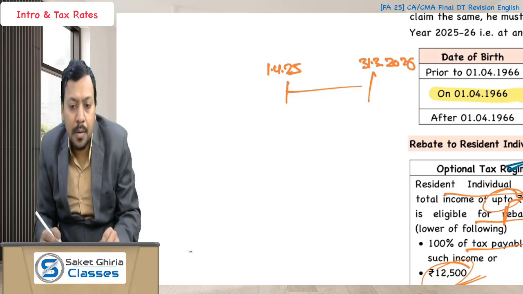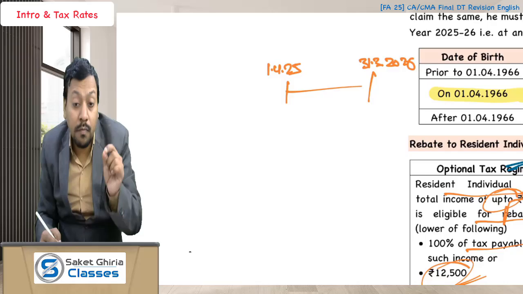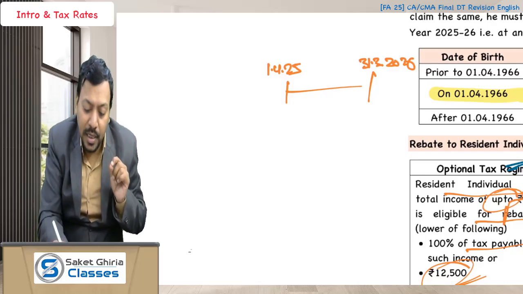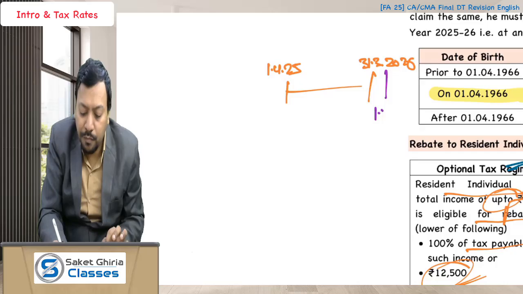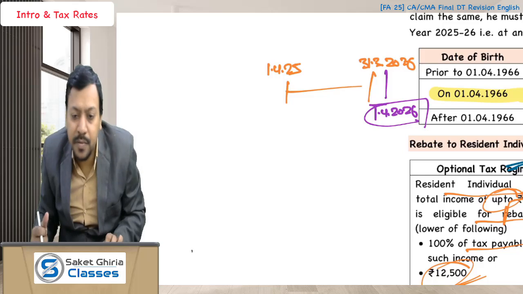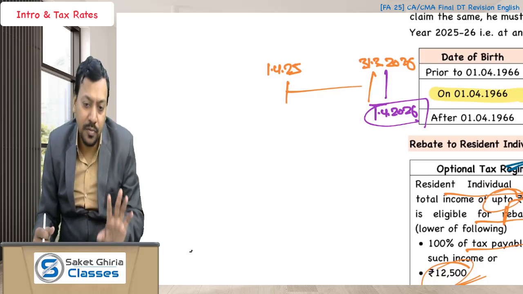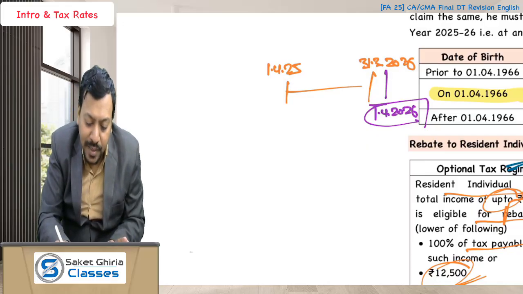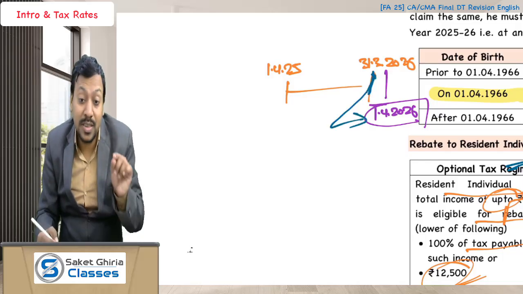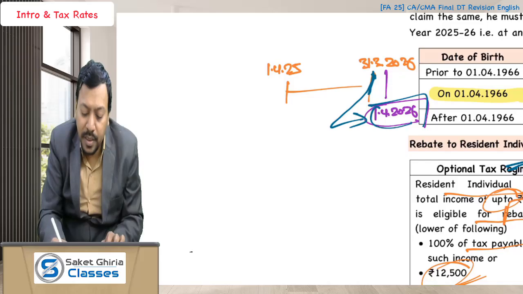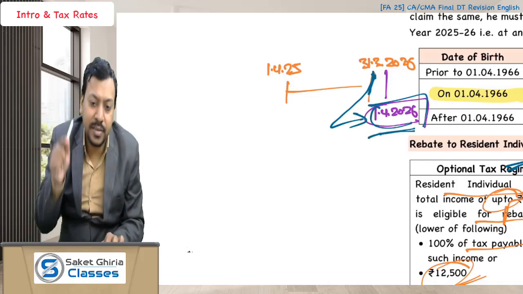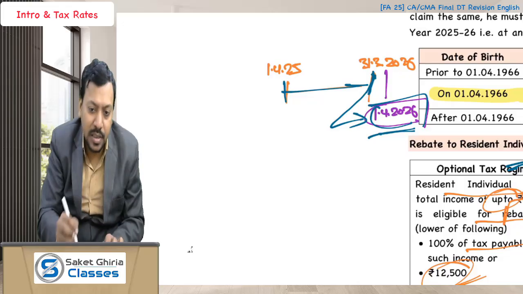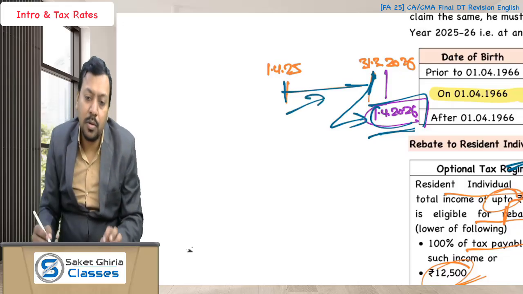But as he has taken birth on 1/4/1966, he will be 60 years old on 1/4/2026, which does not fall in previous year 2025-26. But as per the Supreme Court judgment, that person has achieved the 60 years age on 31st March 2026 itself. Hence, the person who has taken birth on 1st April 1966 is also eligible for the higher slab rate of 3 lakh in previous year 2025-26.